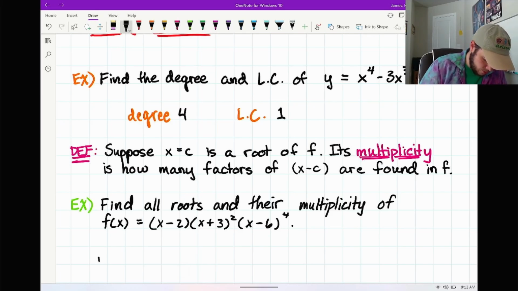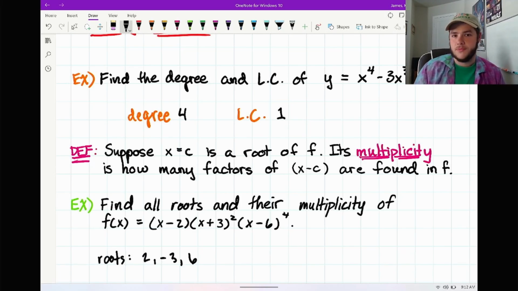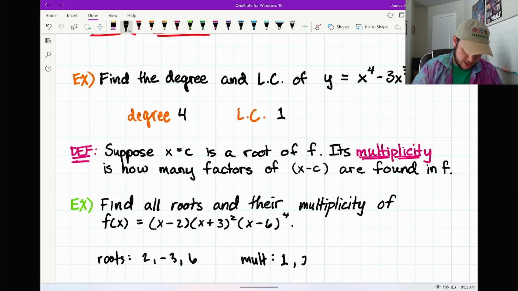So the roots are 2, -3, and 6. But in order, notice I only have one copy of x minus 2. So the multiplicities, and again, these are in order, are going to be 1, since I just have one factor of x minus 2. I have 2 factors of x plus 3, though. So its multiplicity is going to be 2. And I have 4 copies of x minus 6. So its multiplicity is going to be 4.